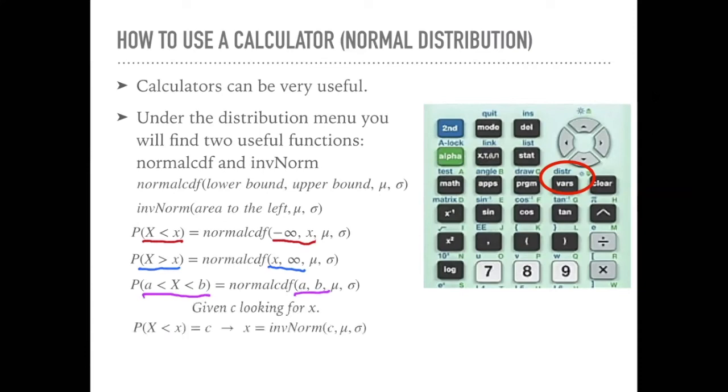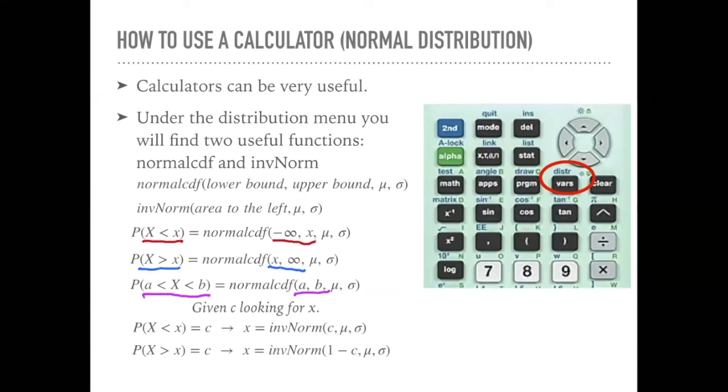Now, if you're given C and you're looking for X, you would use inverse norm. C is your area to the left, the mean, and then the standard deviation. If you're given that C is equal to the area to the right, then the area to the left is 1 minus C. So inverse norm, area to the left is 1 minus C, and then your mean and your standard deviation.